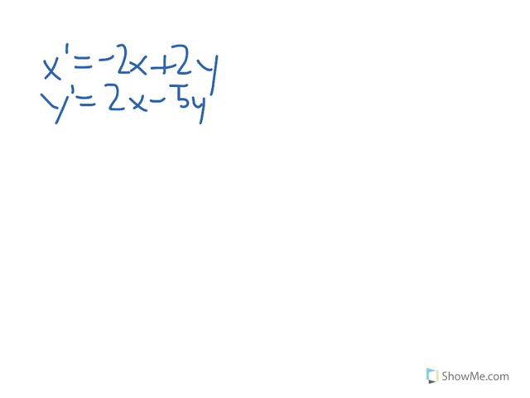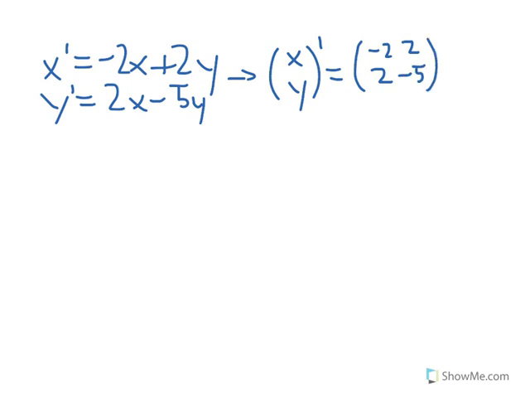Well, we can actually rewrite this in matrix form. So we can write the left side as (x, y) prime, and this would equal our coefficient matrix, which would be [-2, 2; 2, -5], multiplied by the vector (x, y). Now this is our system written in matrix form.